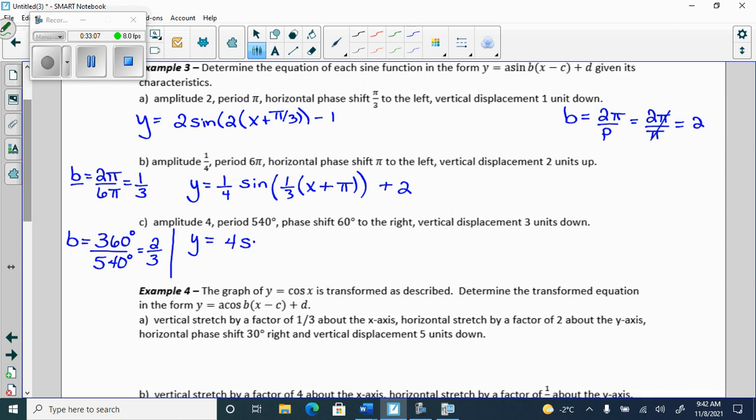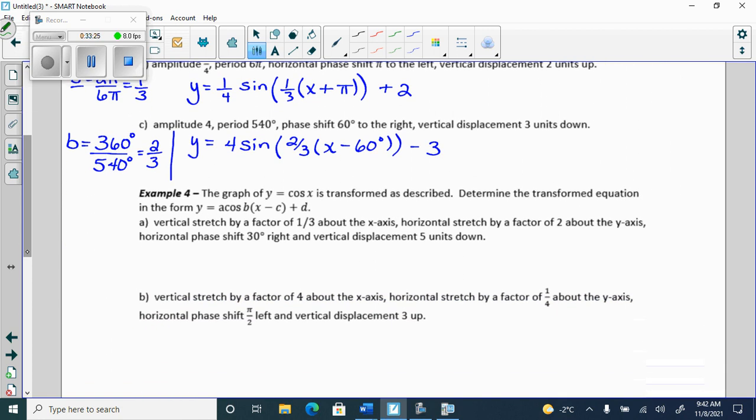Okay. Sine 2/3, bracket x, phase shift of 60, right? So minus 60 degrees. Don't forget your degree symbol, or it's in radians. And then 3 down. So that was if I gave you amplitude, period, phase shift, vertical displacement. This one is if I give you transformations.